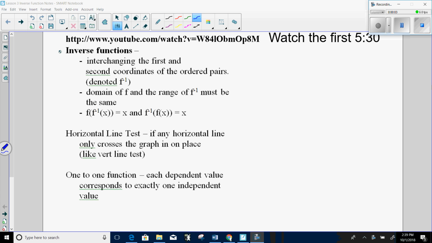Today's lesson is going to be on how to find the inverse of functions. So the first thing we're going to talk about is some of the definitions of what an inverse is.